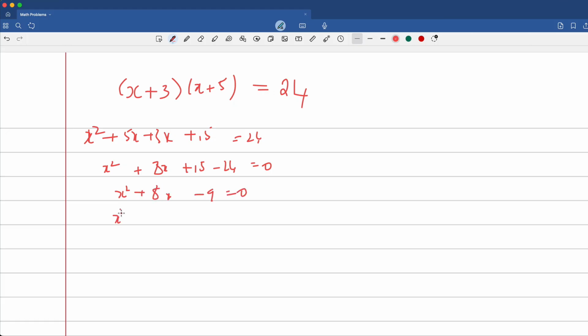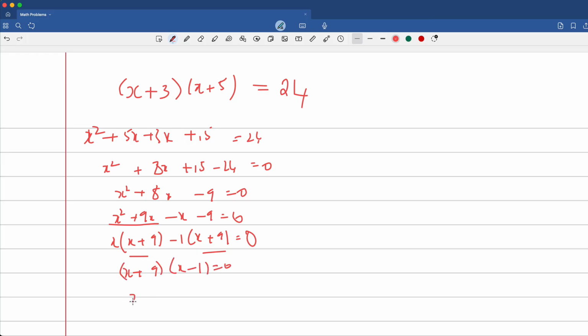You can rewrite this as x squared plus 9x minus x minus 9 is equal to 0. x into x plus 9. The first two terms have x as common. The second two terms have minus 1 as common, leaving you x plus 9 equal to 0. And now both these terms have x plus 9. So x plus 9 times x minus 1 is equal to 0, which means x is either minus 9 or plus 1.